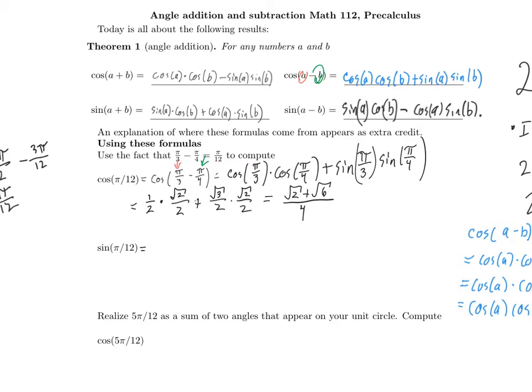The sine of pi over 12, just as above, will be the same thing as the sine of pi over 3 minus pi over 4, because pi over 12 is equal to pi over 3 minus pi over 4. Using now this formula, this is the same thing as sine a times cosine b, minus, because of this minus, cosine a sine b. Cosine pi over 3, sine pi over 4.